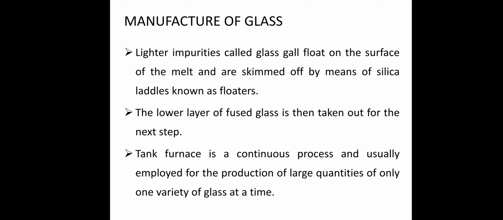Lighter impurities called glass gall float on the surface of the melt and are skimmed off by means of silica ladles known as floaters. The lower layer of fused glass is then taken out for the next step. Tank furnace is a continuous process and usually employed for the production of large quantities of only one variety of glass at a time.